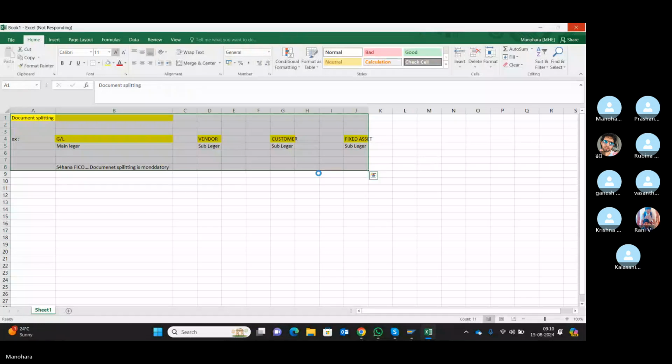So this is S4HANA. This is mandatory. But in ECC, it's optional. If the client requires it, you can activate document splitting. If the client does not require it, you can deactivate it. Though in ECC it is optional, in S4HANA it is mandatory.